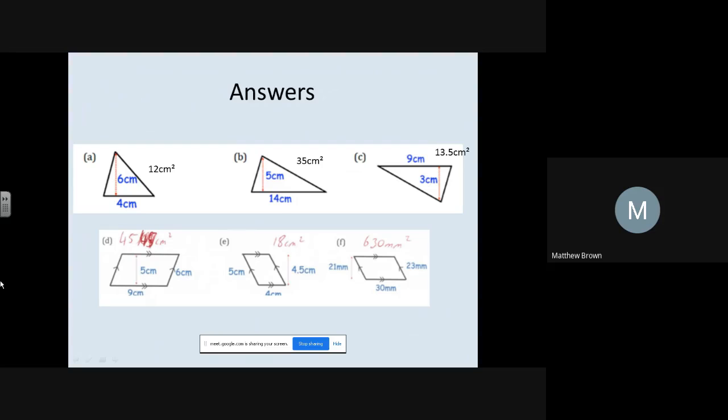Okay, so that's what you should have got. If you note about some of these parallelograms, you get a sloping side, but you don't need to use it. So for D, I've just done 9 times 5. And the units are always whatever the sides are squared.